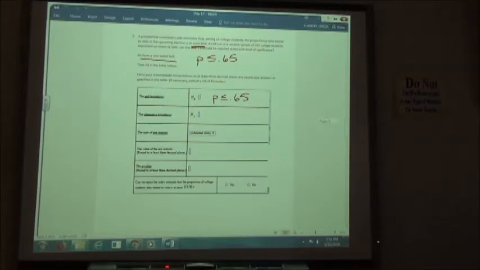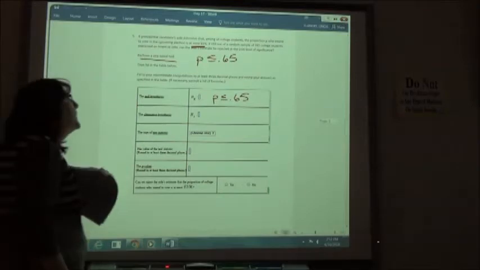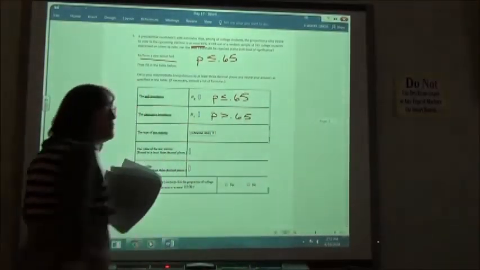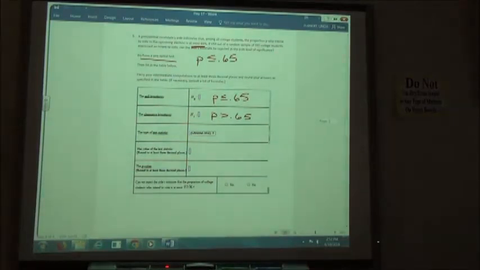Which means my alternative hypothesis would be what? Is P greater than 65%, right? The opposite of whatever I have for the null. But the null always has the equal. So if they use the words at most or at least, those are going to have the equal sign in them.